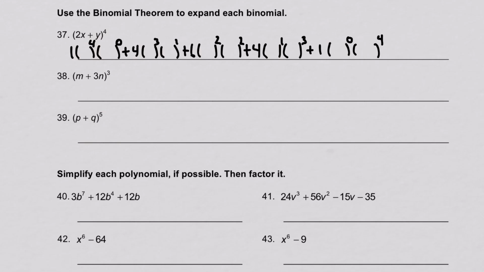And now finally I am going to plug in my values, right? My 2x and my y. So the first parenthesis is 2x, the second parenthesis is y. Okay, so here we go. 2x, y. 2x, y. 2x, y. 2x, y, and 2x, y.